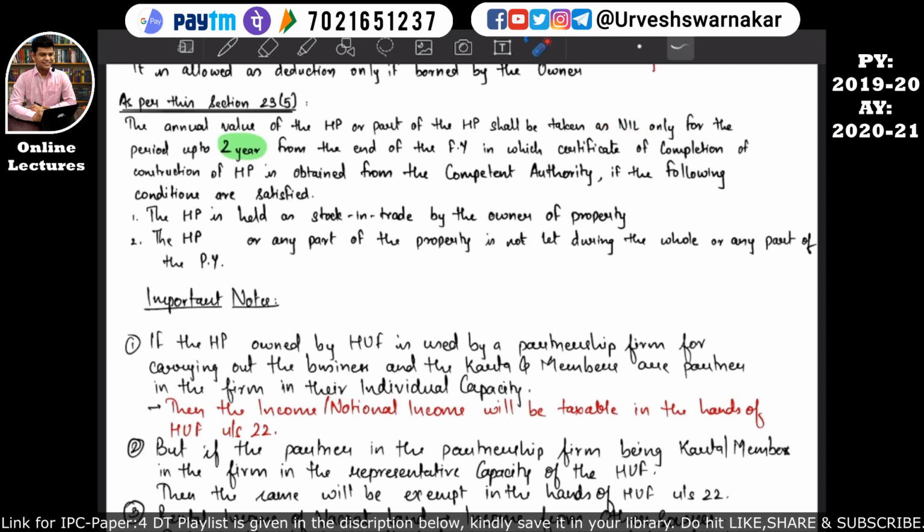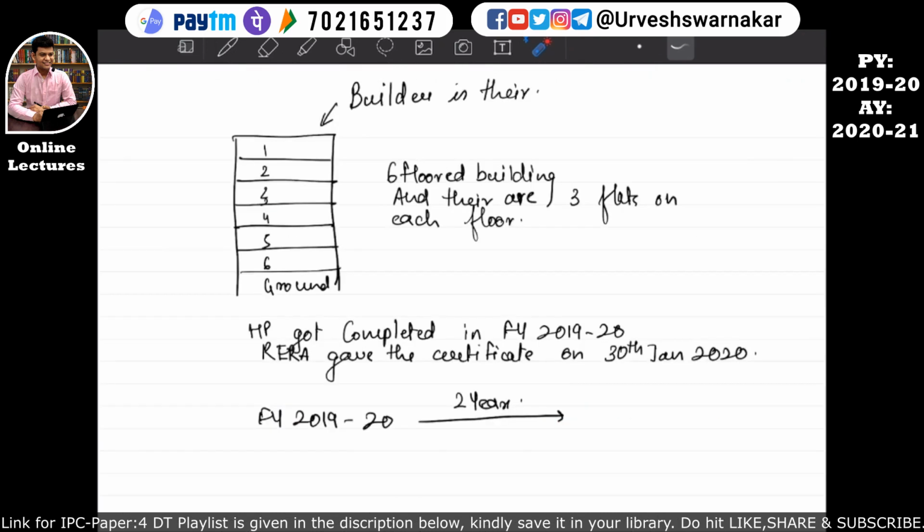Be patient. Then from the end of the financial year in which the certificate of completion of construction of the house property is obtained from a competent authority, and if the following conditions are satisfied. So basically you all understand this, there is a recession in the reality market. Just because there is a recession in the reality market, even after receiving this completion certificate from RERA, the builders are not able to sell the entire building, that means all the flats in this building. So there might be some flats that will be unsold in this building.